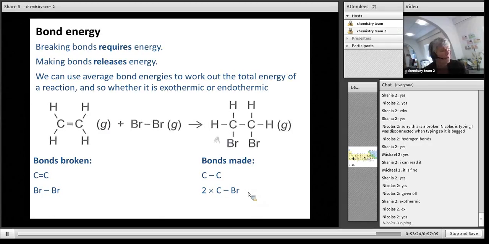Or we could break the C-H, that C-H, that C double bond C, that C-H, that C-H, that Br-Br. So break every single bond among the reactants and then make every single bond in the products. So you could make one C-C bond, 4 C-H bonds, and 2 C-Br bonds. When you do this, I strongly recommend you circle the bonds, because it's so easy to miss a bond when you're counting which bonds are being broken or made.